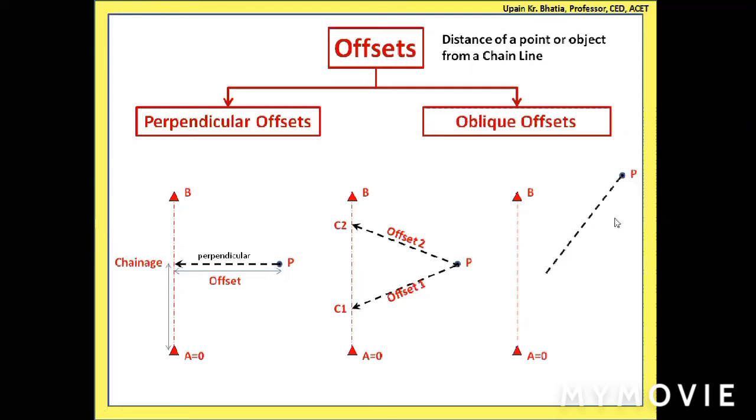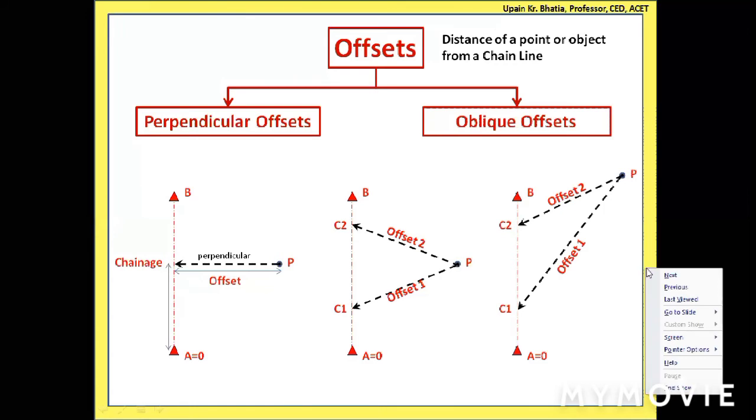So in that case, you can have two observations, two offsets in such a manner at distances C1 and C2, that means chain edges C1 and C2 along this chain line. So this also forms a triangle. Offset 1 and offset 2 at chain edges C1 and C2 respectively will also make it possible to locate this point P and plot it on your drawing sheet.